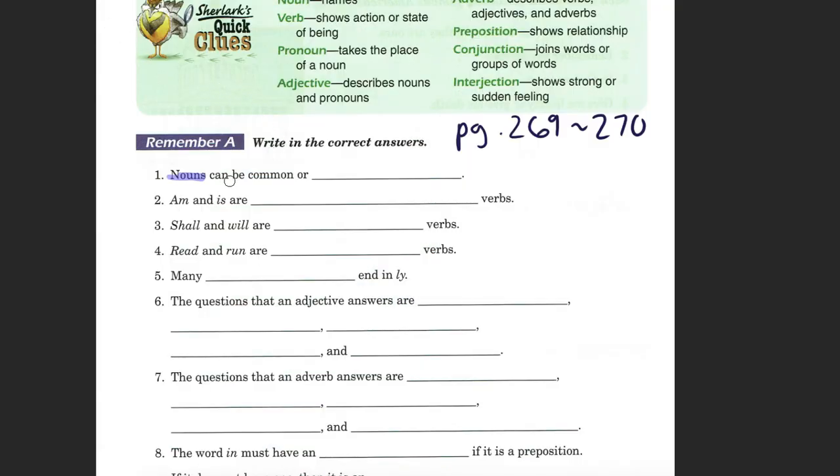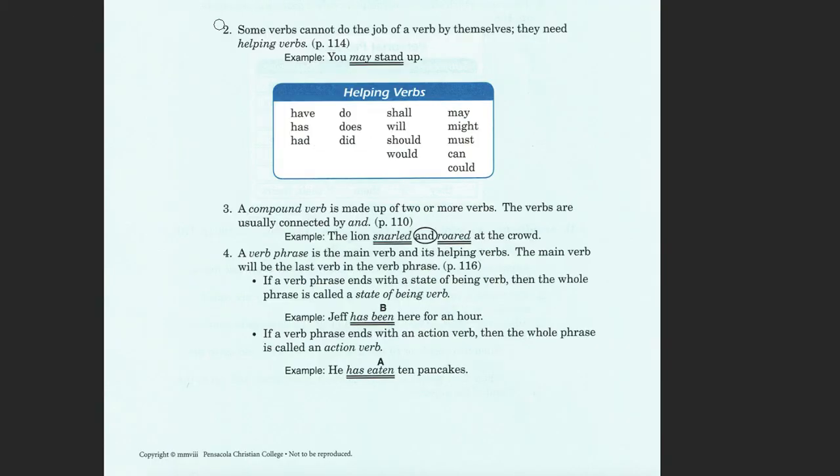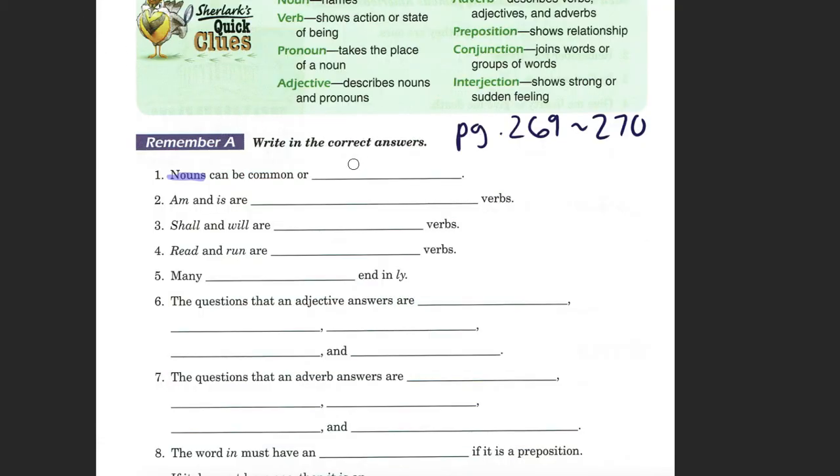So it says nouns can be common or what. So just keep reading. A noun is the name of a person, place, thing, or idea. A common noun names a person, place, thing, or idea, but does not say what particular one. Some examples here. A proper noun names a special person, place, or thing and always begins with a capital letter. So what are the two types of nouns? It already mentions common here, right? Here's common noun. What's the other type of noun? A proper noun. So our answer here is proper.